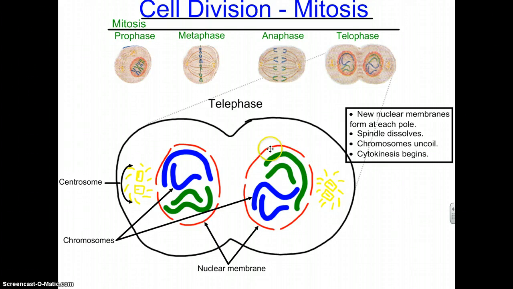New nuclear membranes start to form around the DNA. What's that going to become? The new what of the cell? The nuclear membrane, which is going to cover the nucleus.